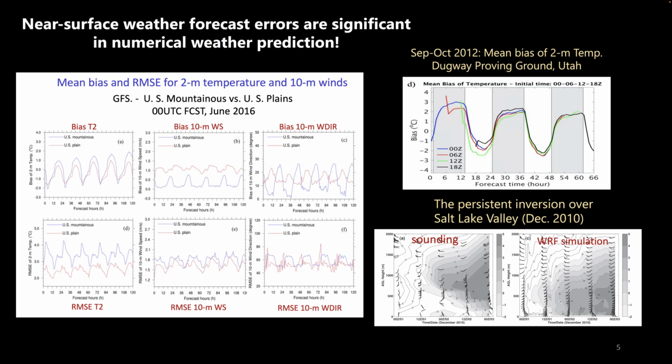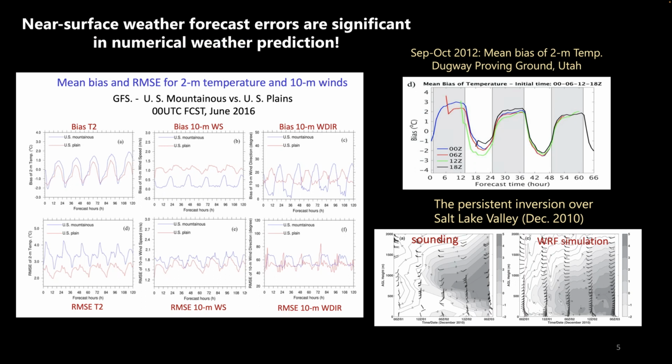And notably, based on the case study, we also see that in some cases we can accurately predict the phenomena, for instance, a front system and also the atmospheric inversion. But even though we predict the phenomena, the near surface error, like the near surface temperature error, can sometimes be like 10 degrees Celsius. It's very large.